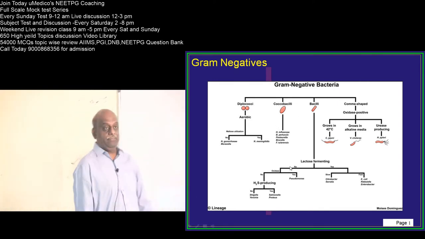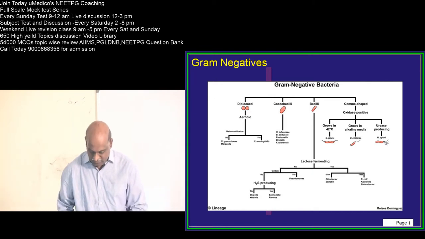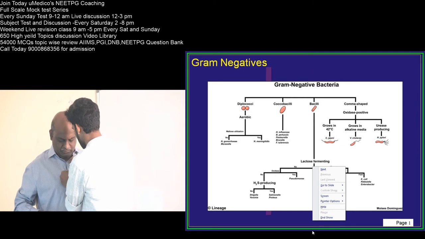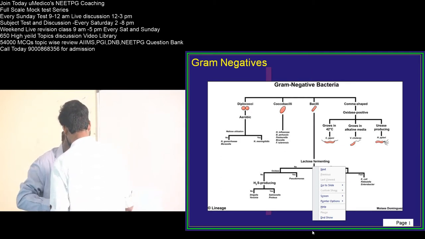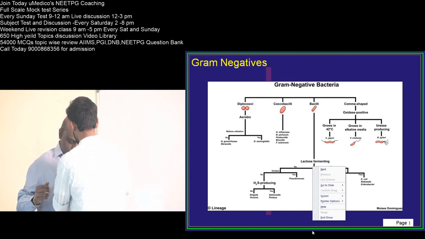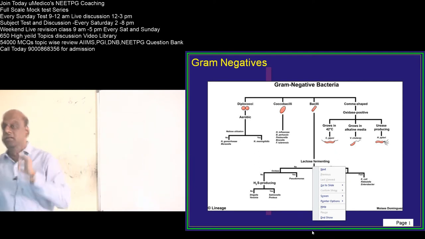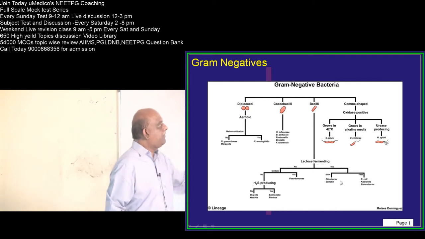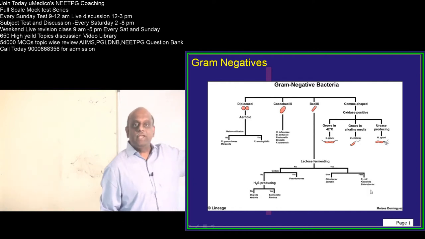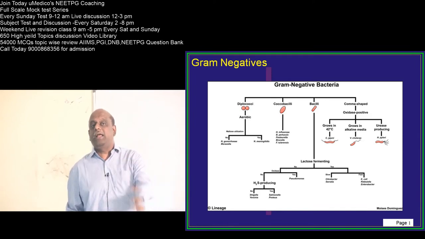Then comes the bacilli. Bacilli fundamentally are differentiated by whether they are lactose fermenting or whether they are not. Suppose if they are lactose fermenting, are they fast fermenters or slow fermenters? That's how you differentiate. The E. coli, Klebsiella, Enterobacter, these three, don't forget, they are called the fast lactose fermenters among the gram-negative organisms is what you need to remember.